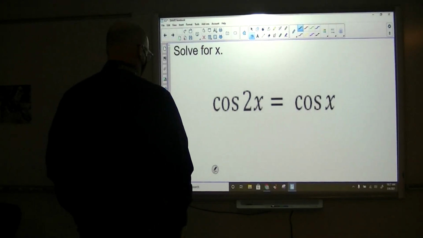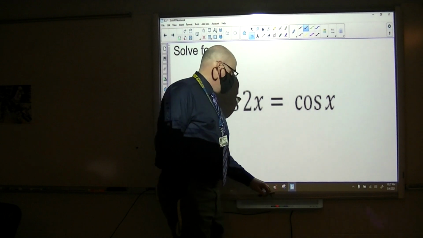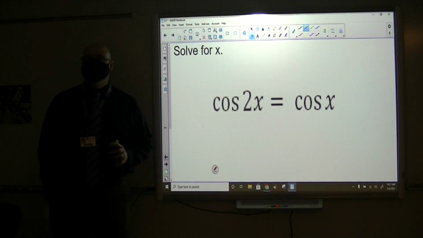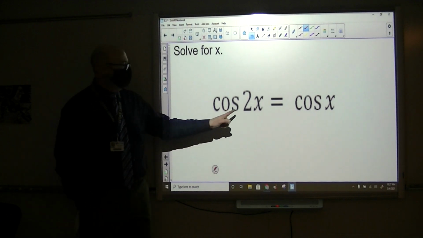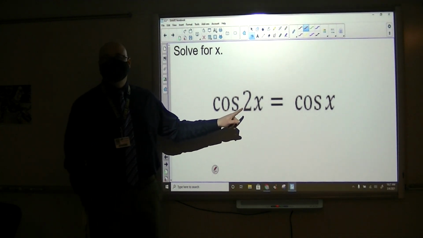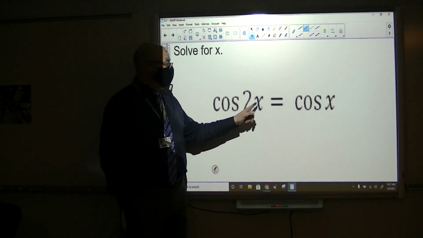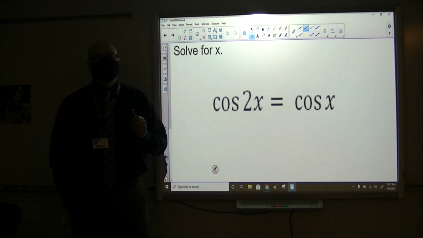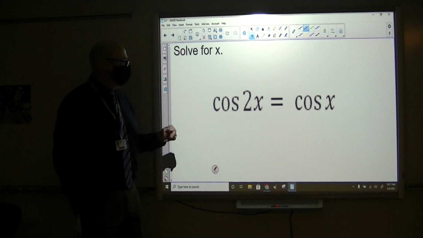Here we go. So, first thing you notice about this problem, the double angle, maybe? Okay. We have cosines. This is where there's a lot of pitfalls here. There's a lot of things you could do wrong with this problem, right?